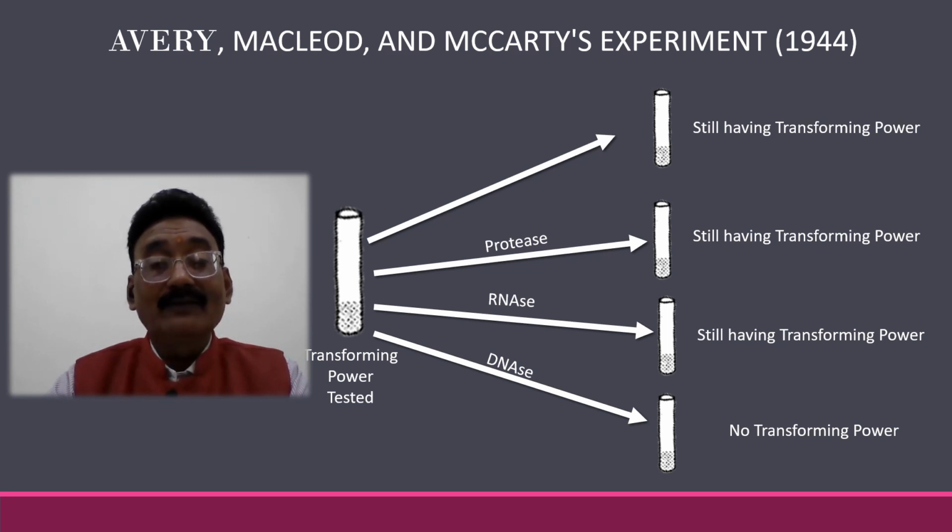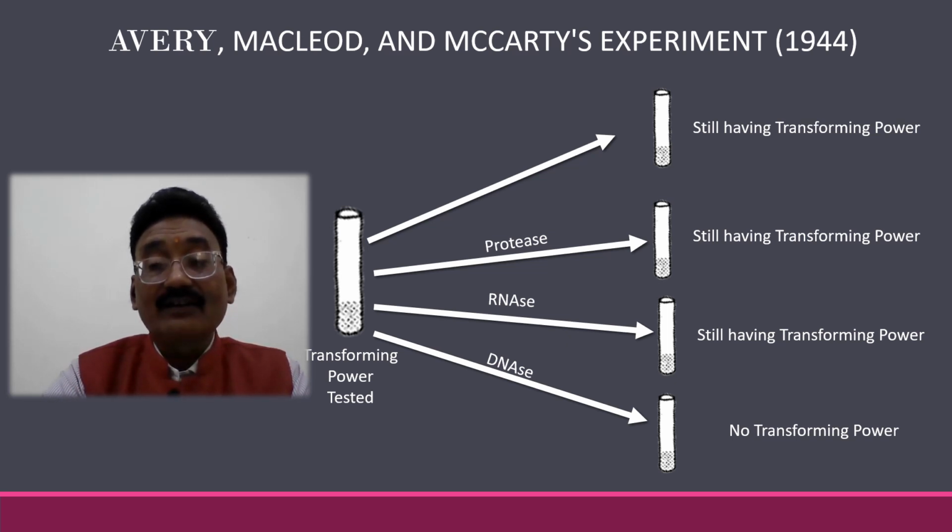they had their transforming power. When RNase was disabled, they had their transforming power, meaning that protein and RNA are not the genetic material, but when DNA was destroyed, the transforming power was lost. So when treated with protease or RNase, the transforming ability persisted. This indicated that neither proteins nor RNA were the transforming substances. However, when the mixture was treated with DNase, the transforming ability was lost.